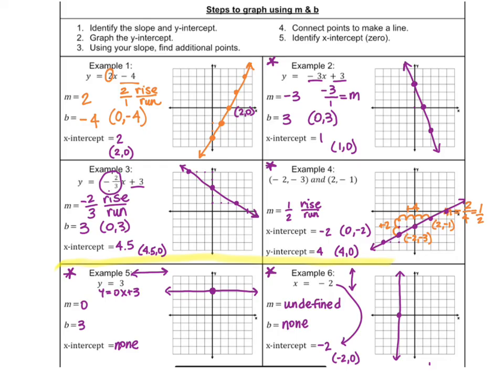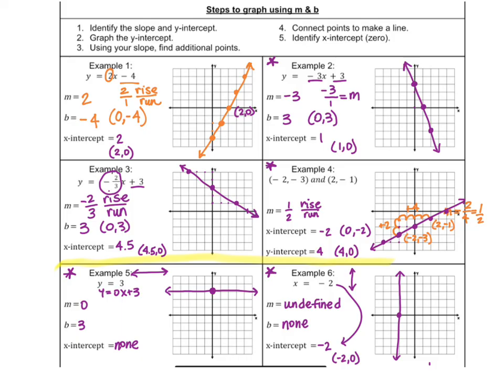And then on example 2 and 3, I graphed. I changed my slope of -3 to a fraction, and then graphed it, and example 3, I already was given a fraction, so it was pretty easy to graph. We did that one together.